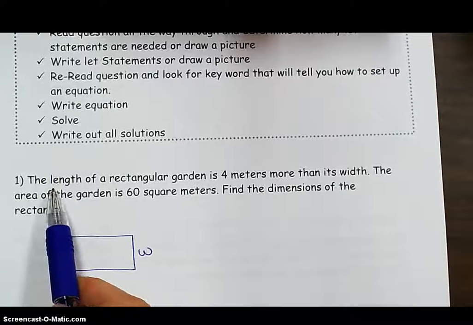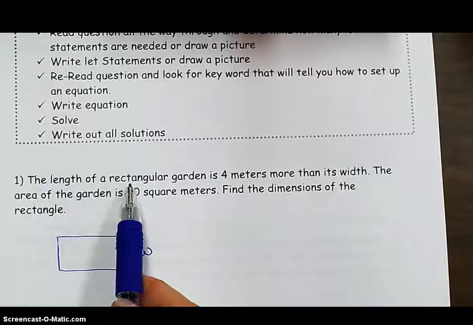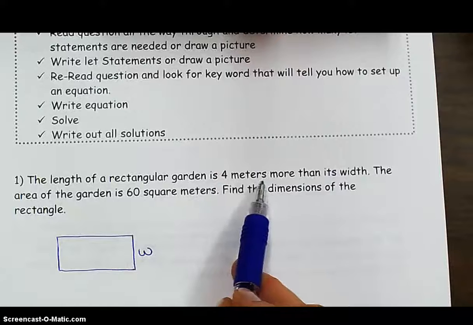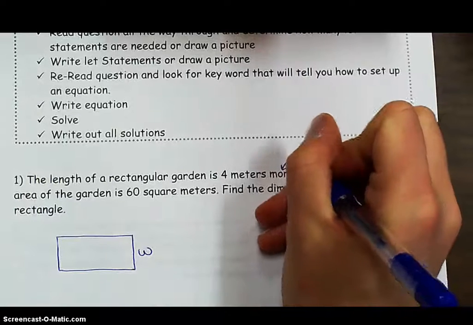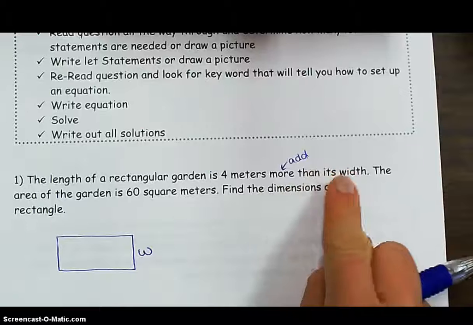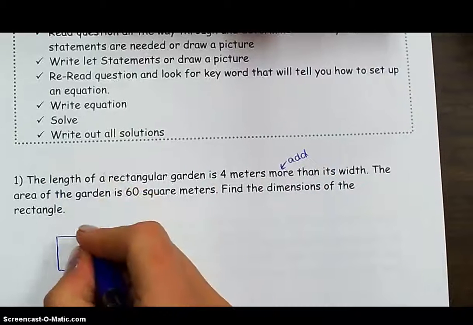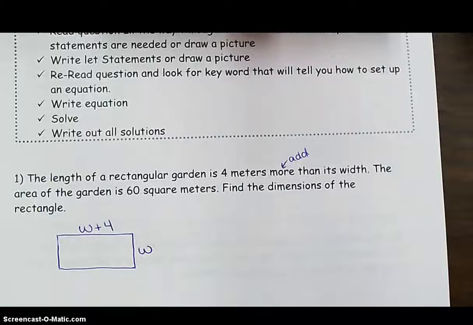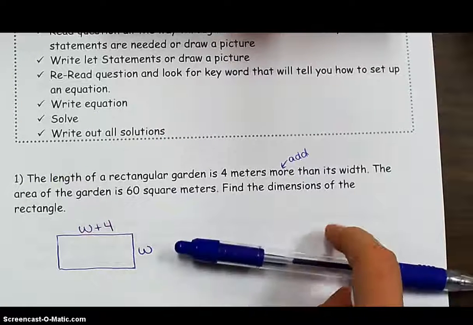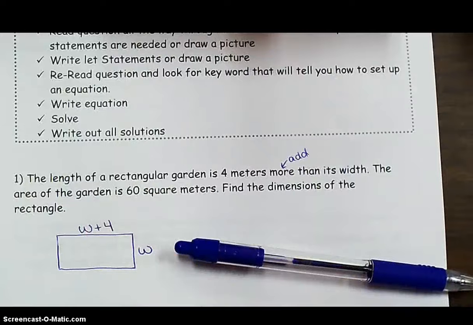Now we got to figure out what the length is. The length of the rectangular garden is 4 meters more. So more, this means that we're going to add. So we're going to add the width plus 4. Okay, so now we're going to reread the question and look for the key word. So let's reread the question and everybody see if you can find the key word.